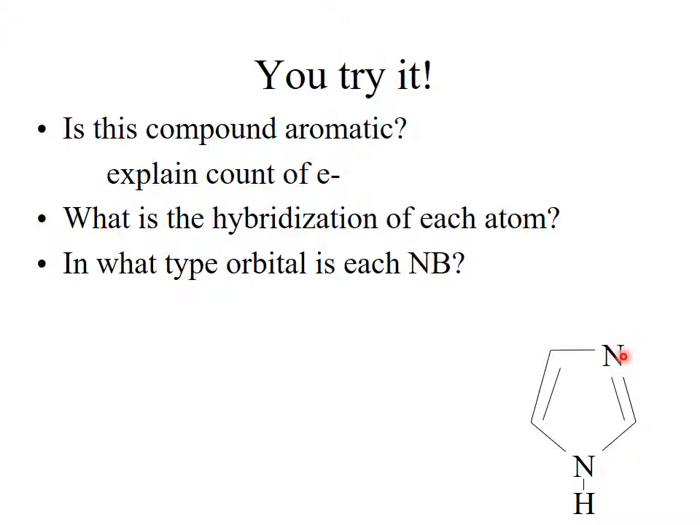in an sp2 orbital out here in the plane of the ring. This nitrogen, because it doesn't have a double bond to it, its non-bonding pair is in the pi system of the ring, but the nitrogen must be sp2 hybridized. It's just the non-bonding pair is in the pi system of the ring, and what we're going to see later on is anytime you have a non-bonding pair in the pi system of the ring, it is not basic anymore.